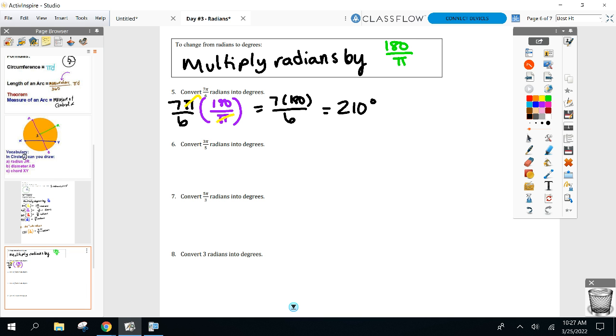So go ahead and try out 6 and 7. Hold your horses on 8, though. 8's a little different. All right, convert both these radians into degrees.